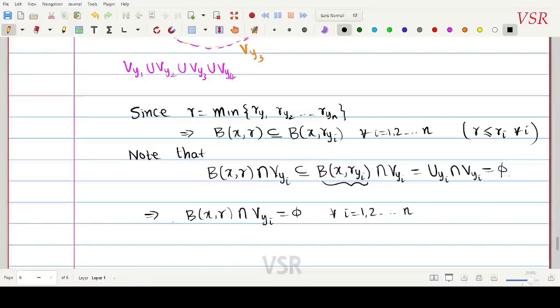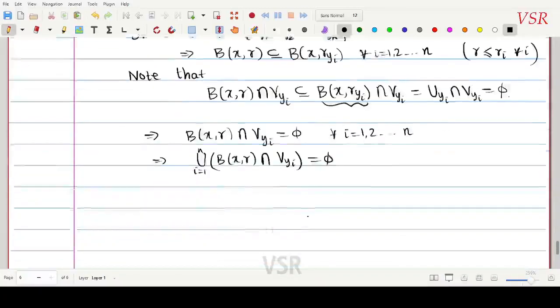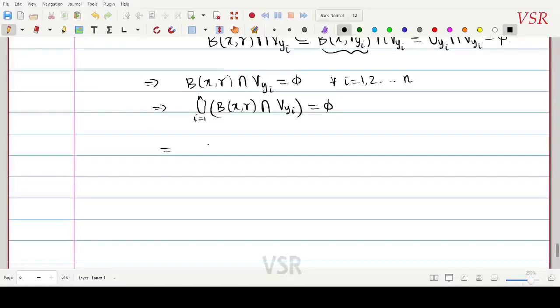So this implies that the union of all I equal to 1 to N of the ball with the center X radius R intersection with VYI is equal to empty. Correct? If every set is empty, then their union is also empty. But this is equal to, I can write it in this way, since the ball is common, the ball with the center X radius R intersection with the union of I equal to 1 to N of VYI, which is equal to empty.